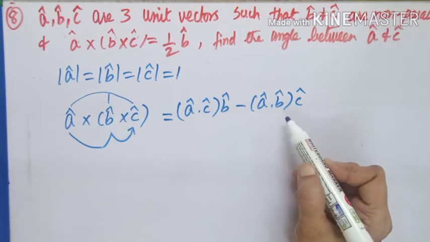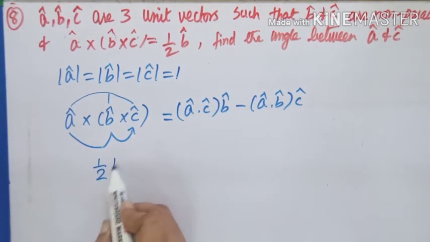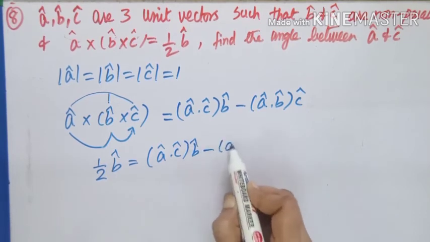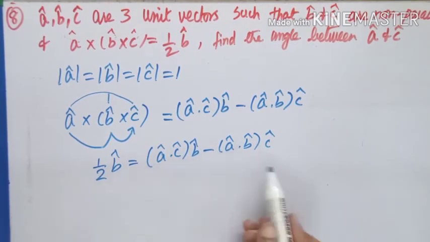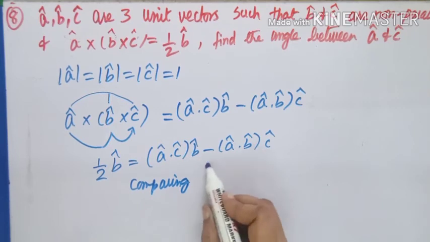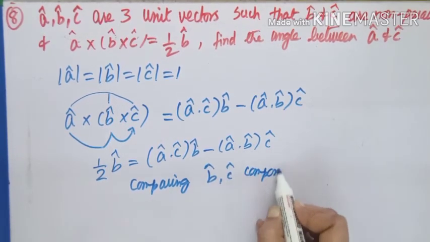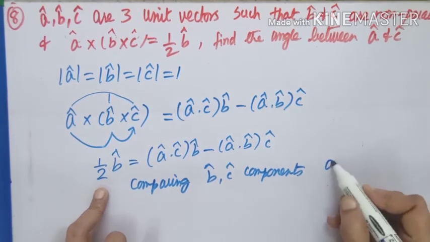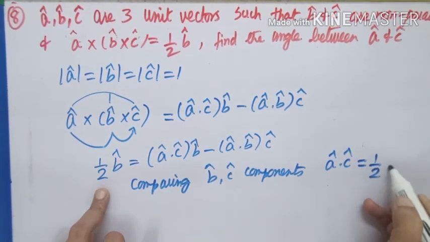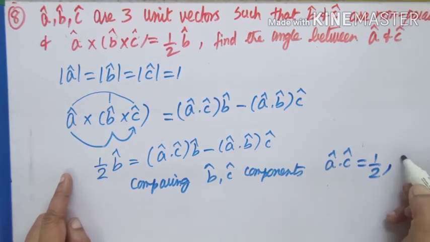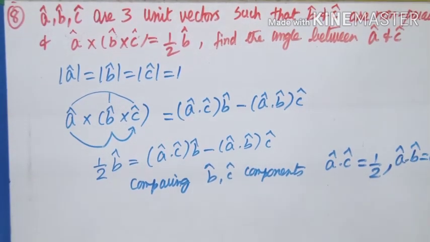Now this is by the formula. They have given it is half B cap. This is equal to A dot C into B minus A dot B into C. Comparing the components, B, C components. Here B component I have half and here it is A dot C. So A dot C equals 1 by 2. Here there is C component whereas here there is no C, that is A dot B is 0. So I get A dot B equal to 0. My question is about A and C, so ignore the second part.